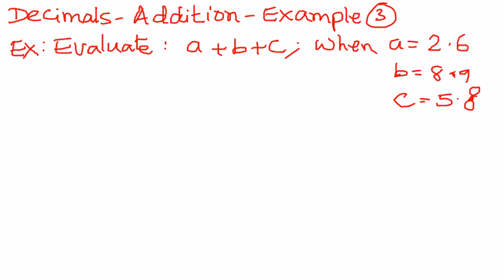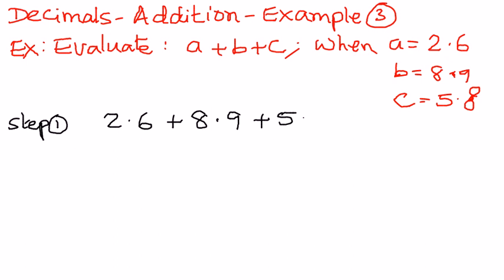And therefore we want to explain the solution in terms of these different steps which we've been talking about in these different examples. In the first step, we will substitute the values of a, b and c into the given equation, and we can write it out as follows: 2.6 for a plus 8.9 for b and 5.8 for c.